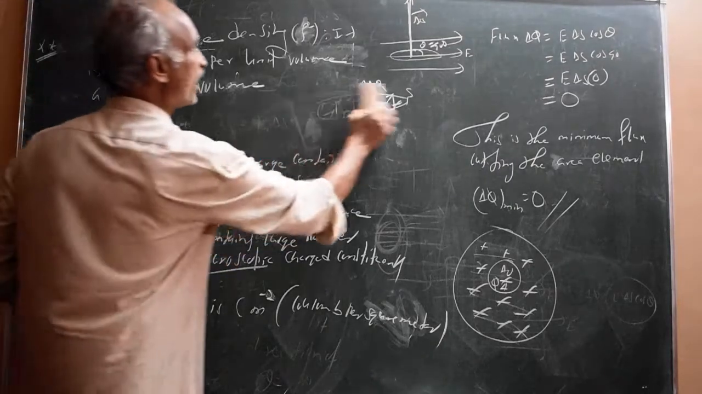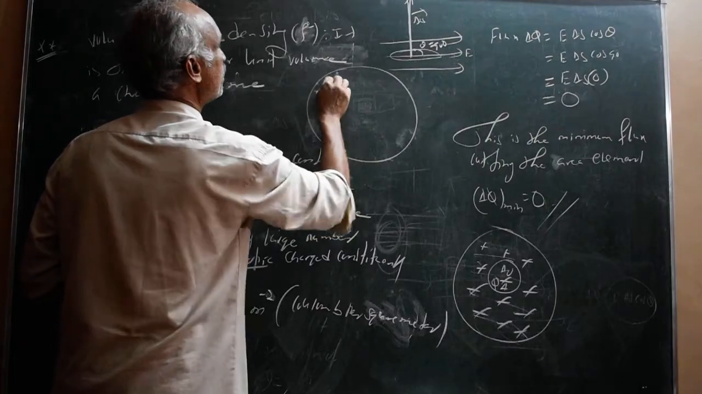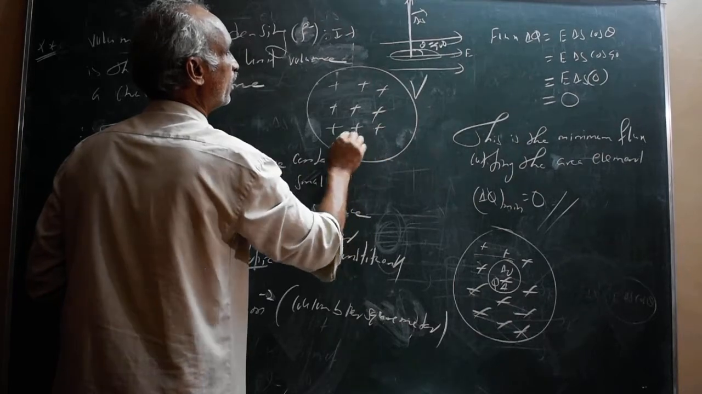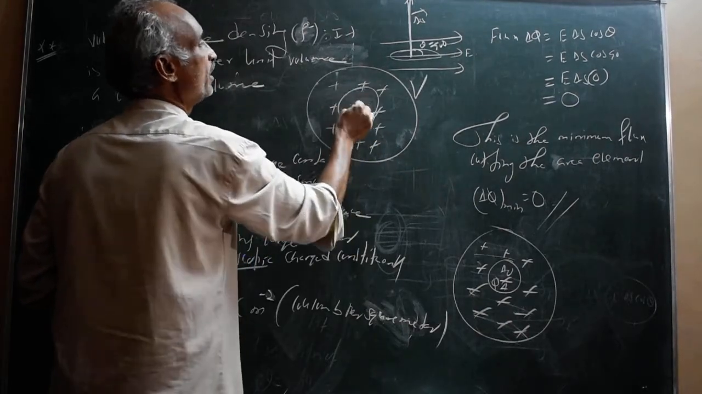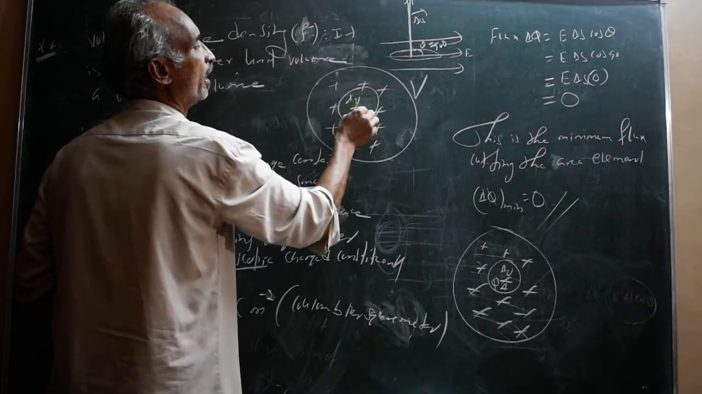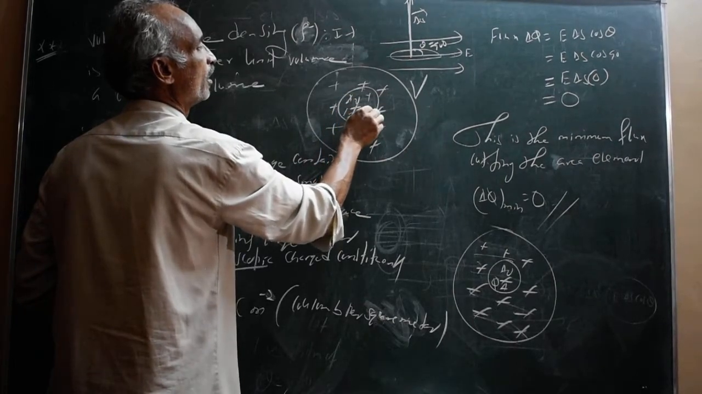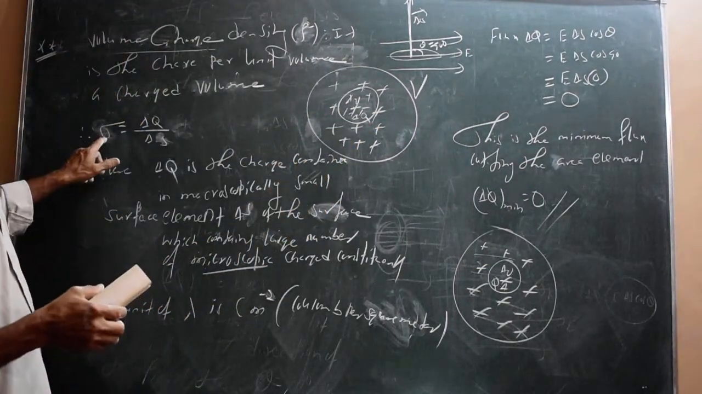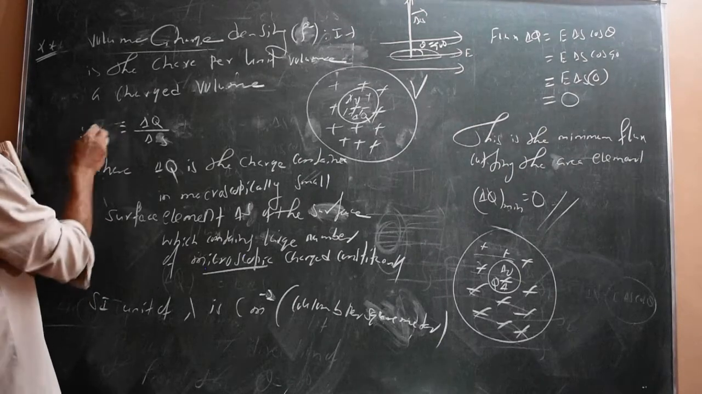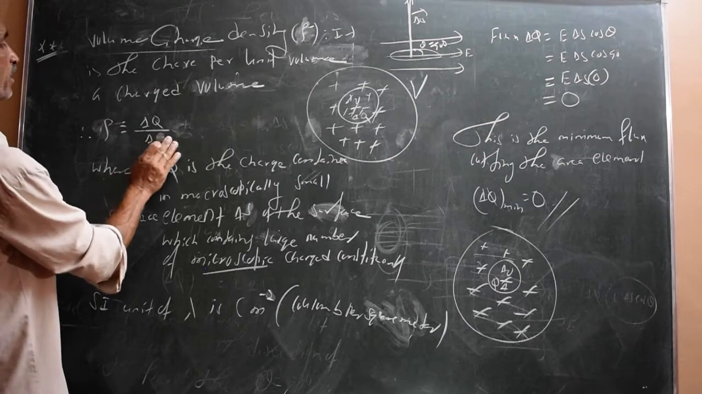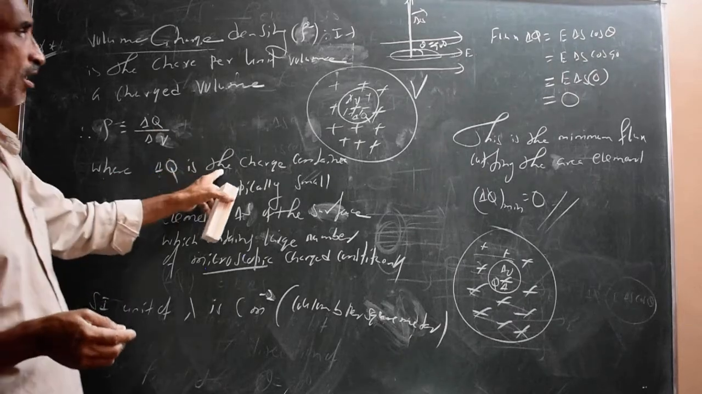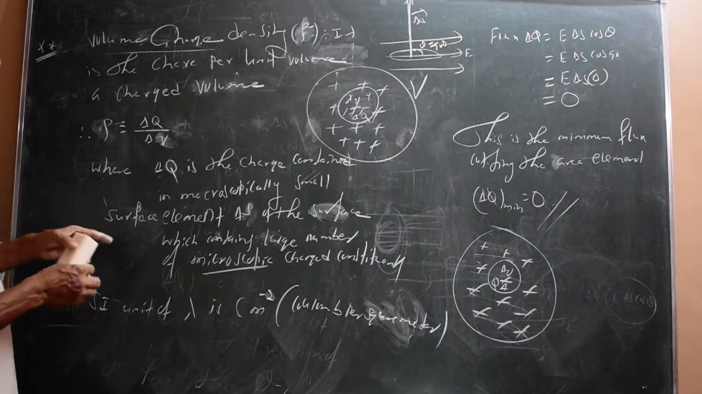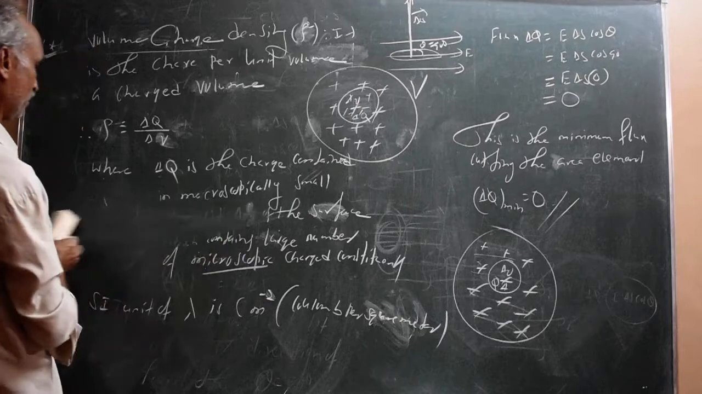One big volume V is there, and that big volume is totally charged. One small volume element is taken. This is delta V, and the charge inside it is delta Q. Therefore, rho is equal to delta Q upon delta V, where delta Q is the charge contained in a macroscopically small volume element.